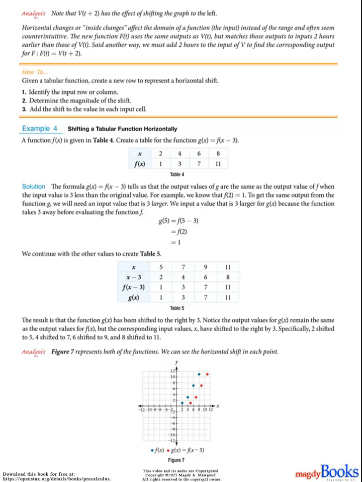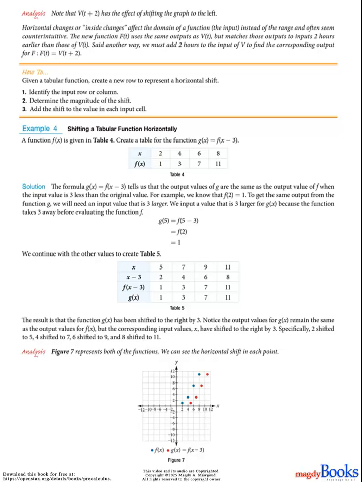Example 4. Shifting a tabular function horizontally. A function f(x) is given in Table 4. Create a table for the function g(x) = f(x − 3). Table 4. x, f(x). For x = 2, f(x) is 1. For x = 4, f(x) is 3. For x = 6, f(x) is 7. For x = 8, f(x) is 11.